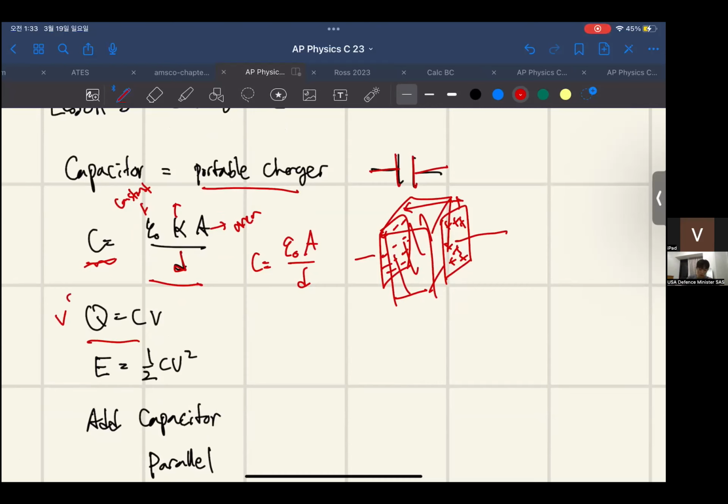Q is the charge that can be stored on your capacitor, and V is the voltage across your capacitor. What this formula is telling you is that the charge that can be stored on your capacitor is equal to the capacitance, the ability of your capacitor to store charge, times the voltage across your capacitor. This makes sense because if you have higher capacitance, that basically means your capacitor's ability to store charge is greater. Thus, you would be able to store more charge.